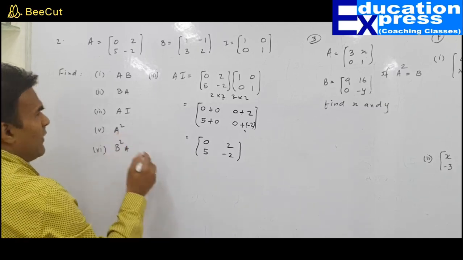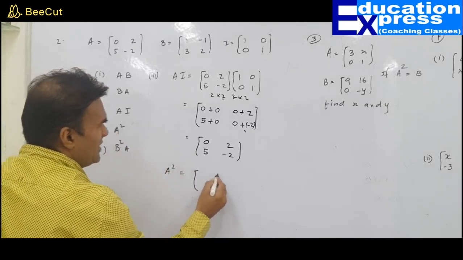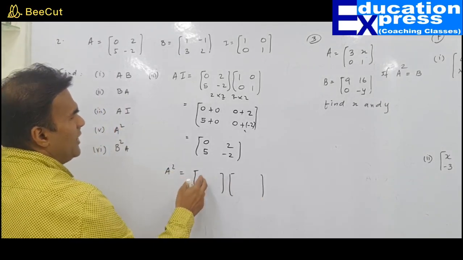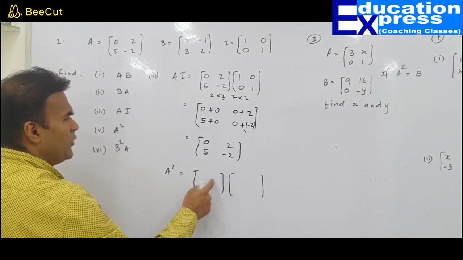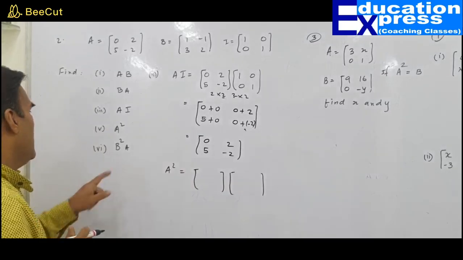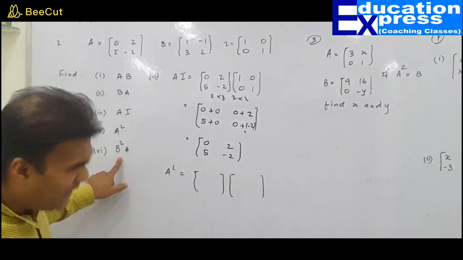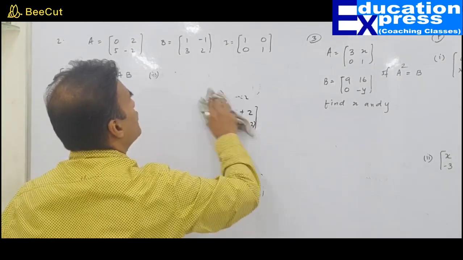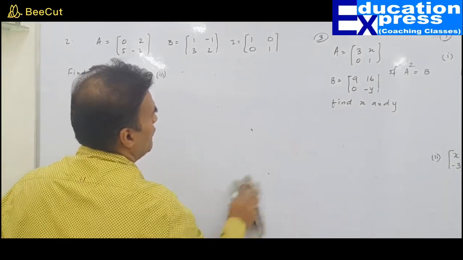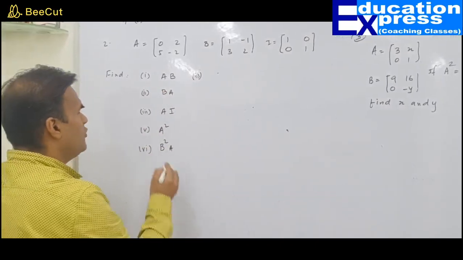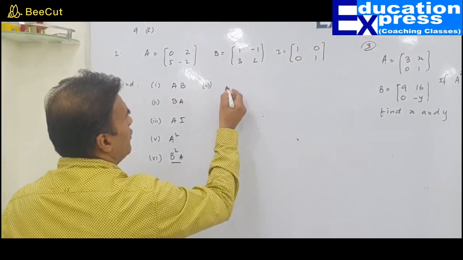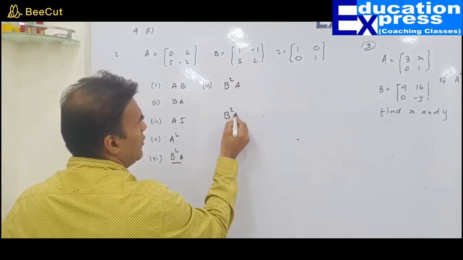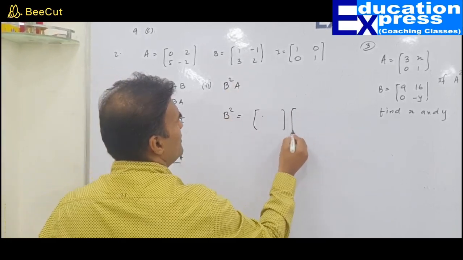Next one, A square. My dear friends, we just did before some time how to find the matrix A square. You need to multiply matrix A into matrix A to derive the value of A square. The next one is B square into A. Now how do we go about B square into A? Because 3 matrices are involved, we are not going to do all 3 together. What we are going to do is first find out B square. How much is B square?